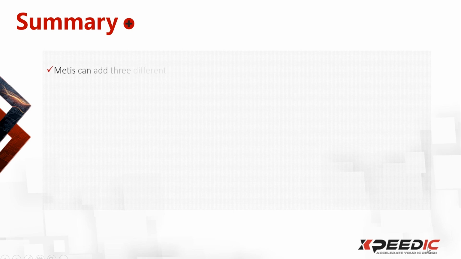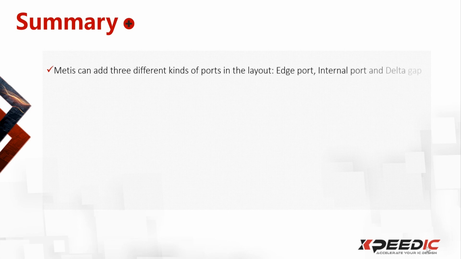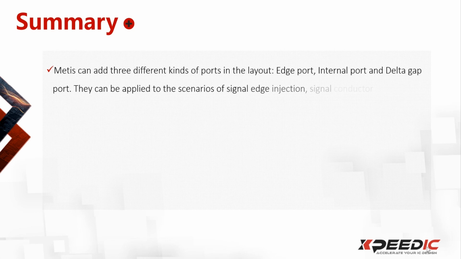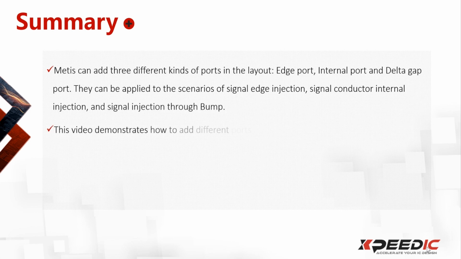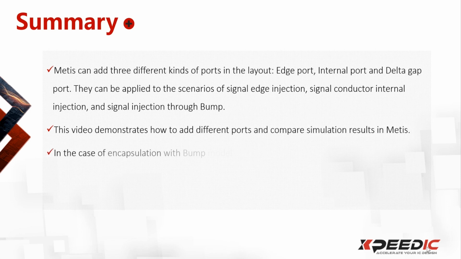Metis can add 3 different kinds of ports in the layout: edge port, internal port, and delta gap port. They can be applied to the scenarios of signal edge injection, signal conductor internal injection, and signal injection through bump. This video demonstrates how to add different ports and compare simulation results in Metis. In the case of encapsulation with bump model, delta gap port has a perfect match with the industry golden.